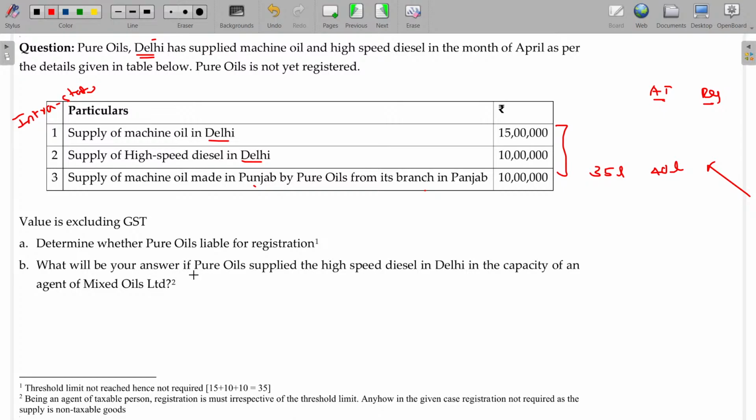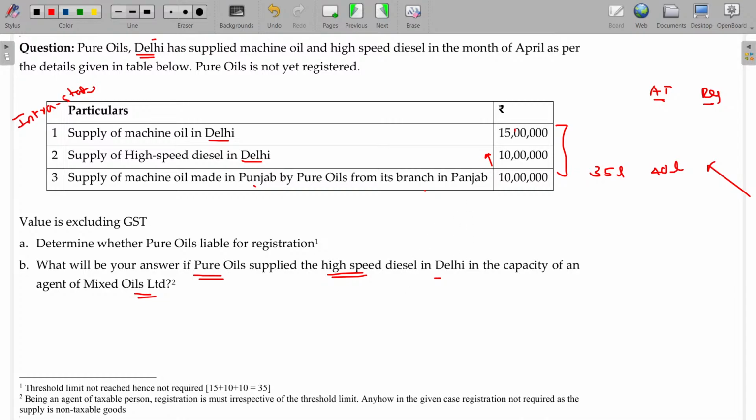What will be your answer if Pure Oil supplied high speed diesel in Delhi in the capacity of an agent of Mixed Oil Limited? So, Mixed Oil Limited. Now, this one is not includable. 15 and 10 only will be taken. Aggregate turnover being 15 and 10.